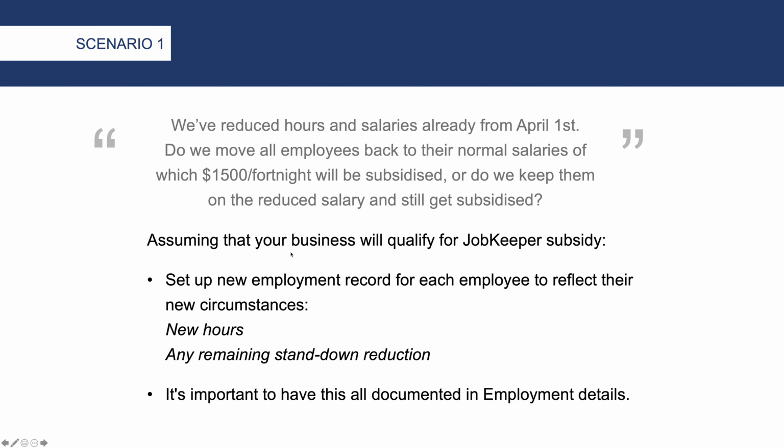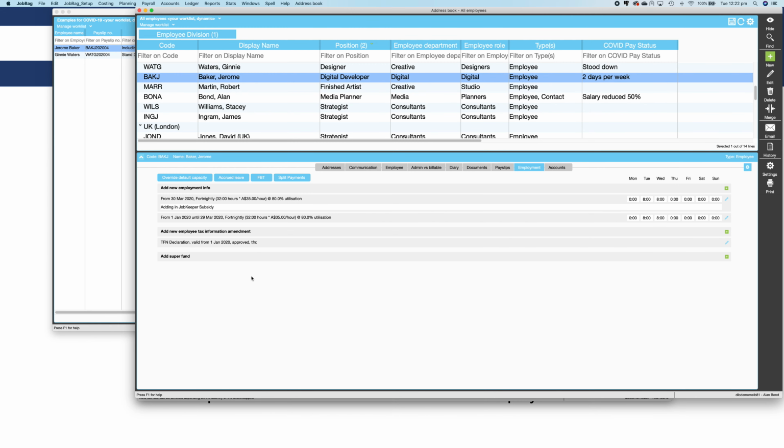There is one other scenario, and we were asked this by a client, where they have already reduced hours and salaries effective from April the 1st, and they believe that they're going to qualify for the JobKeeper Subsidy, and they wanted to know how do they actually do this. So my answer is this: assuming that your business will qualify for the JobKeeper Subsidy, you need to set up a new employment record for each employee that reflects the fact that you are adding in the JobKeeper Subsidy to their pay. And I'll show you how I did that in this little demo database.